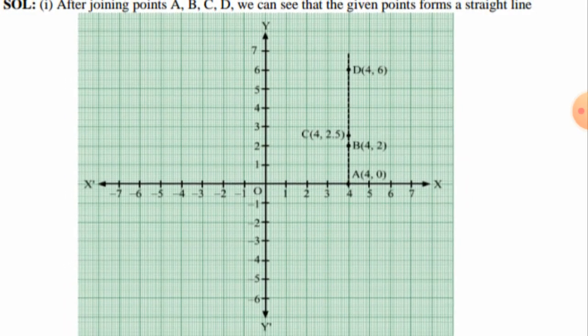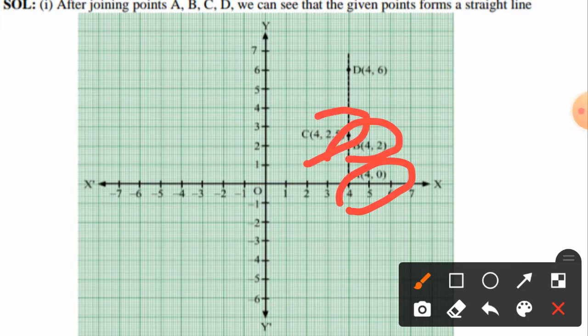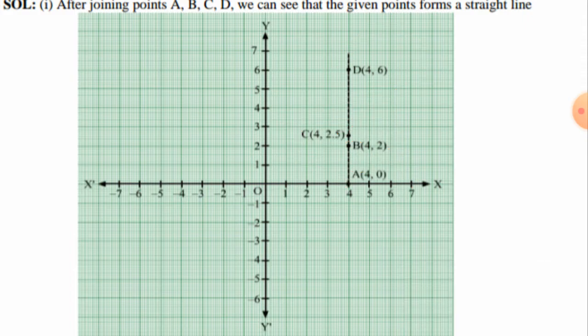So we have to mark these points. Point A is (4, 0), point B is (4, 2), point C is (4, 2.5) and point D is (4, 6). In each case the abscissa, that is the x value, is 4. So when the value of x is 4 in each case, we get a straight line.